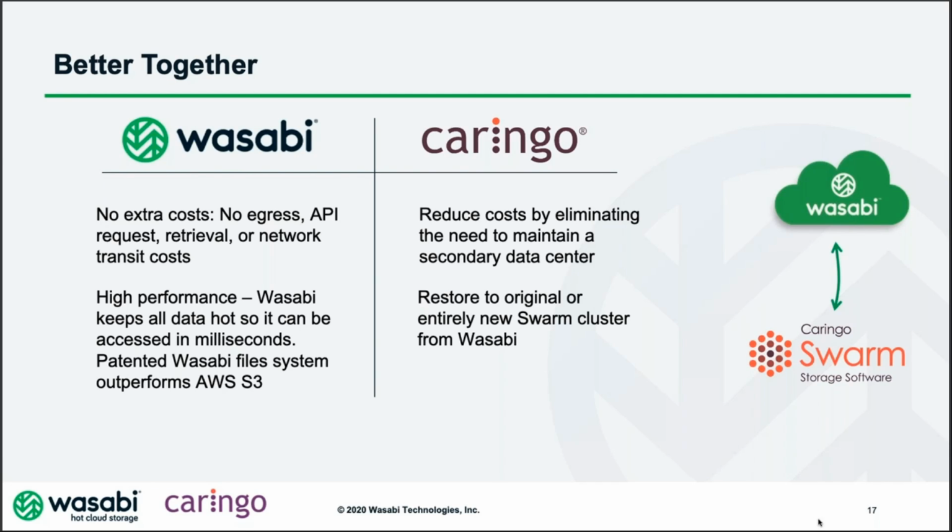Caringo is fantastic. They eliminate the need to maintain secondary data centers. If you don't have a data center or don't want to maintain a data center, move it to Wasabi. Great place to be. And Caringo has a fantastic way to restore the original or entirely from a Swarm cluster or from Wasabi. Fantastic. And David, let me add a little bit of flavor to that too.